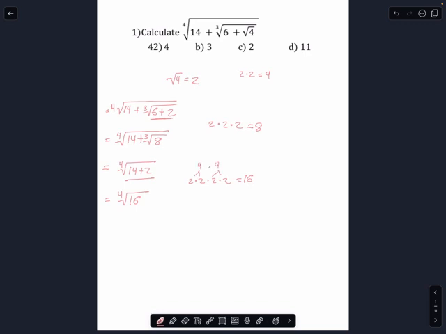Okay? So, also, they're never going to give you a fourth root of an insane number or a number that cannot be broken down, right? They're always going to give you a number that you can do without having to use a calculator. And this one should be. So, for number 1, our answer is C, which is 2.